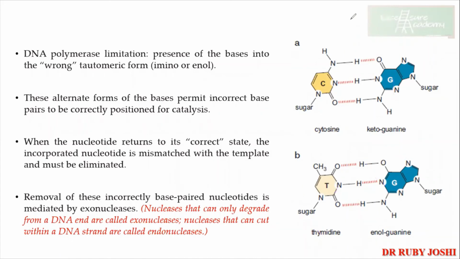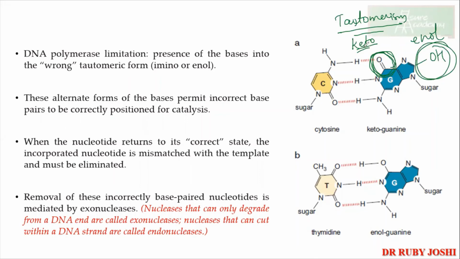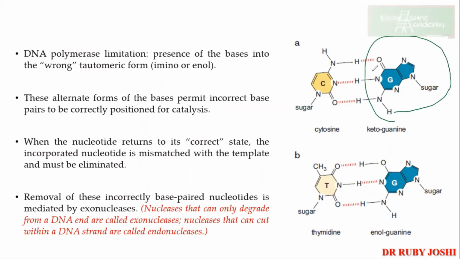Okay, so proofreading activity is required because of the tautomerism. Now, what is tautomerism? That your bases can exist in the keto form, keto form मतलब double O bond, or enol form where you have got OH group. ये हो गया आपका keto to enol form. For example, your guanine is basically a keto guanine which can base pair with cytosine. So you can see 1, 2, 3 base pairs, hydrogen bonds it can form.